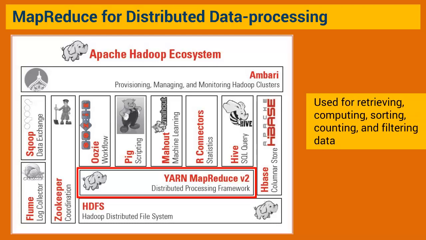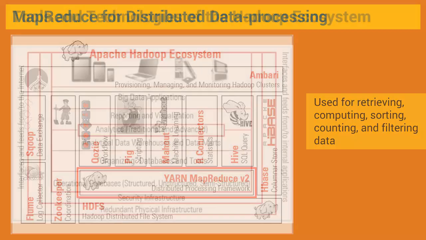MapReduce is the part that is used for retrieving, computing, sorting, counting, and filtering data. It is used for parallel or distributed data processing with execution control.